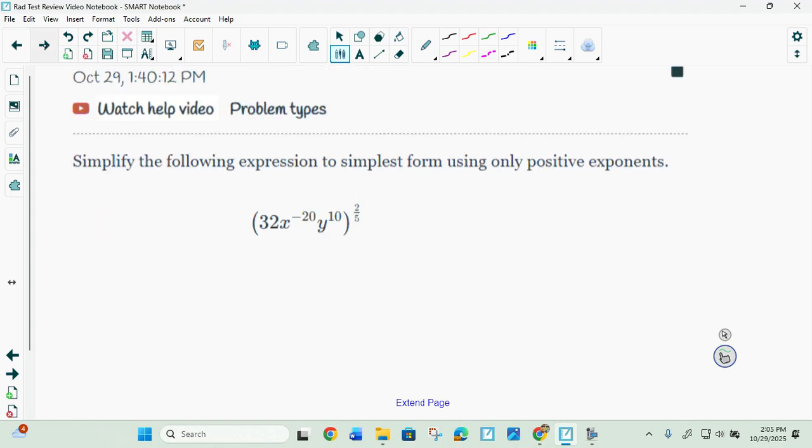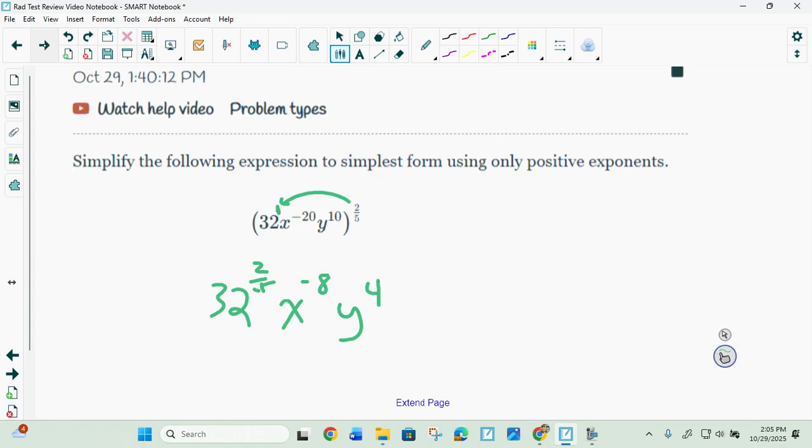Okay, this is power to power. What I would recommend is, see how everybody's got a power in the parentheses, but 32 does not? Put a 1 there. All right, then we're going to be multiplying. So we've got 32 to the 2/5 times 1, which is 2/5. And then we've got x to the 2/5 times -20, which is what, -8. And then we've got 2/5 times 10, which is 4.